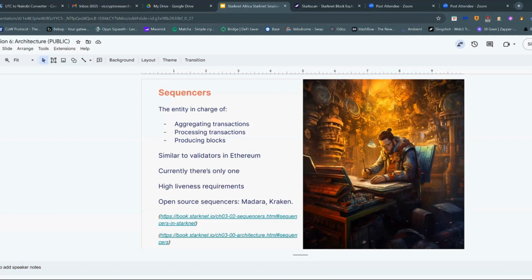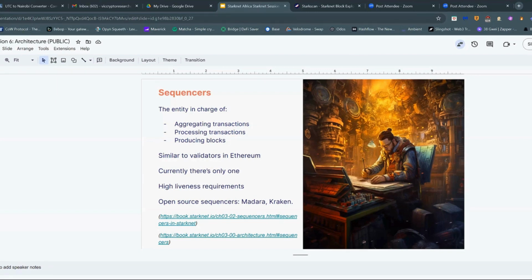So the blocks which are produced by the sequencer are submitted to layer 1 as compact proofs, and that's where the name rollups come from. Another important thing to mention is that transactions are run sequentially and not in parallel. And that's how you achieve scalability.